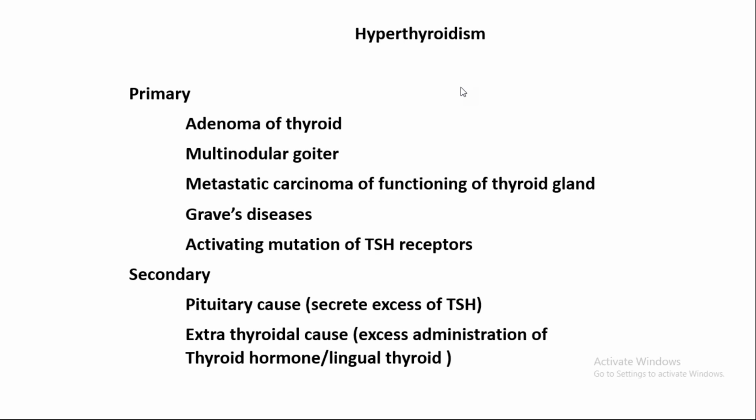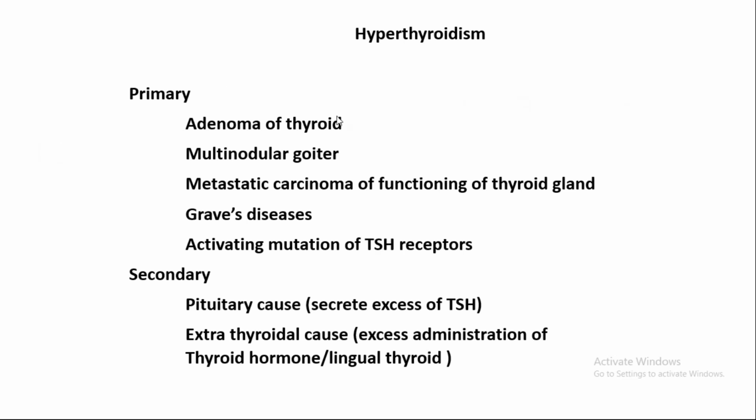And if an abnormality occurs at the level of the anterior pituitary, then the thyrotrophs will secrete more TSH, and because more TSH is available and exposed to the thyroid gland cells, that will cause an increase in thyroid gland cell activity, and that is known as the secondary type of hyperthyroidism.